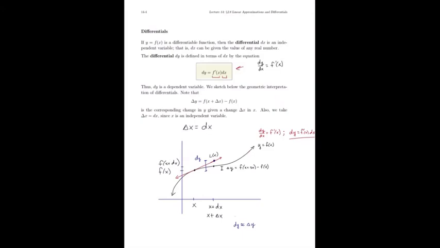We've talked about this before in other problems, particularly related rates. We talked about the change in y over the change in x, or delta y over delta x, things like that.